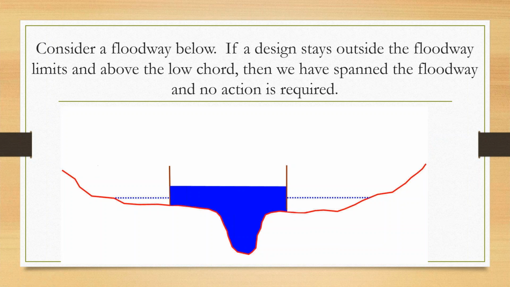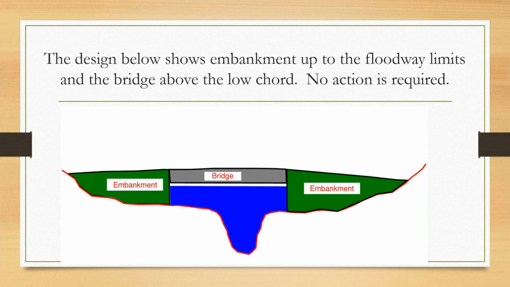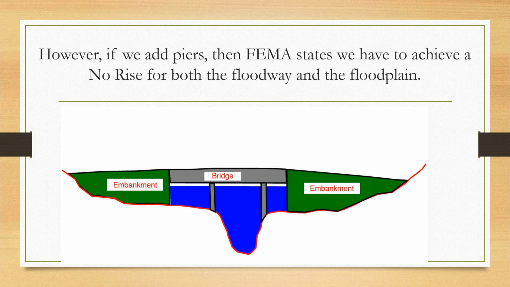All right. So let's consider the floodway here. If we're going to design across the floodway, what's the number one thing we're going to try to do? We're going to try to span this floodway. So let's say that we do that. We put an embankment on the left side and the right side, and we put a bridge across it, and we make sure the low chord of the bridge is above the floodway elevation. No action is required by us.